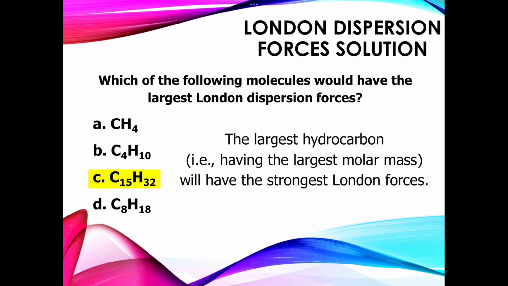So here, the one with the greatest molar mass is going to be this one. Okay, the largest hydrocarbon, right, C15H32, will have the greatest molar mass, therefore it will have the most electrons, and therefore will have the strongest London dispersion forces.